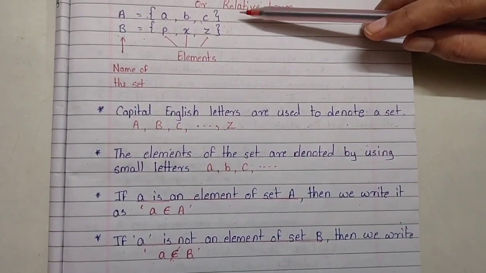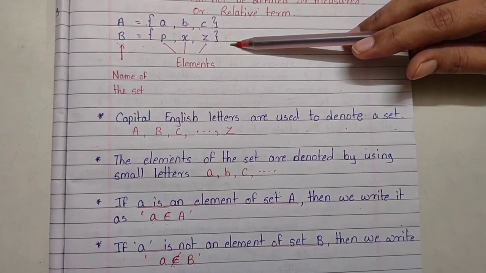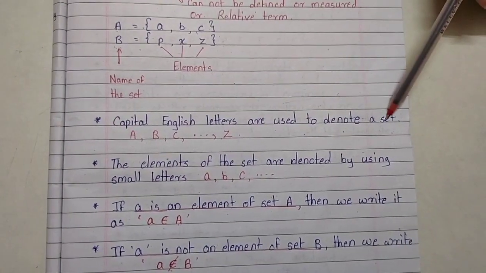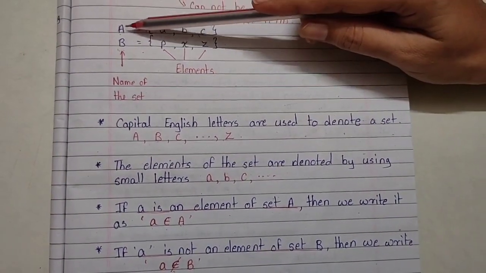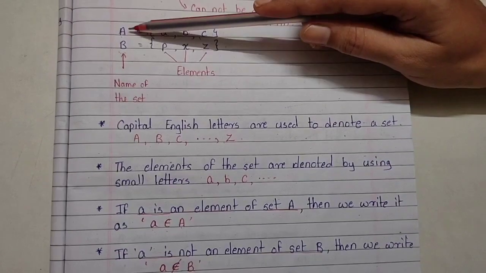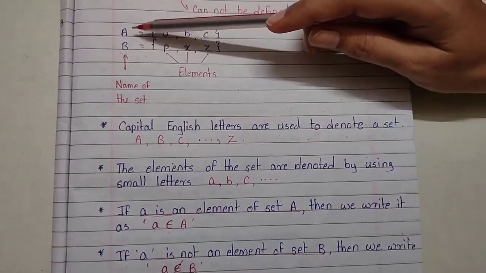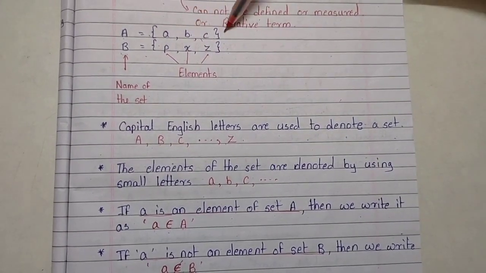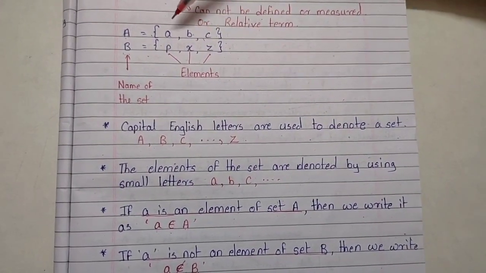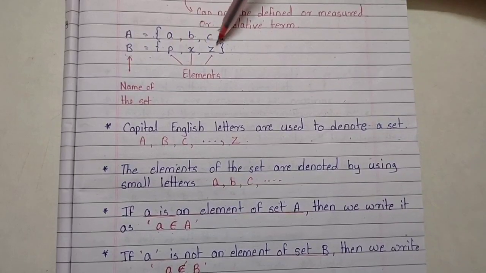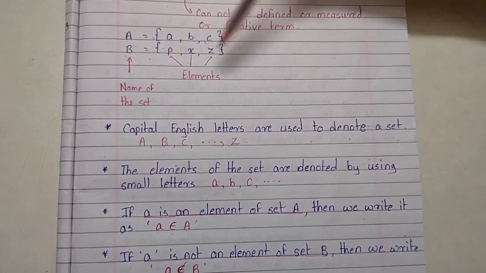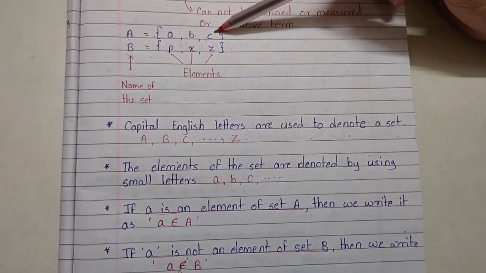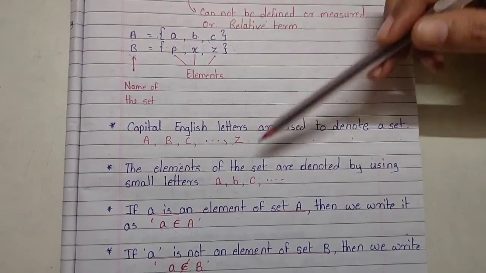Generally we represent a set in this way. Capital English letters are used to denote a set. You can see over here, we give the name of the set by using any capital alphabet. We use curly brackets, and the things which we collect inside the curly brackets are known as elements. To show the elements of a set, we use small letters.